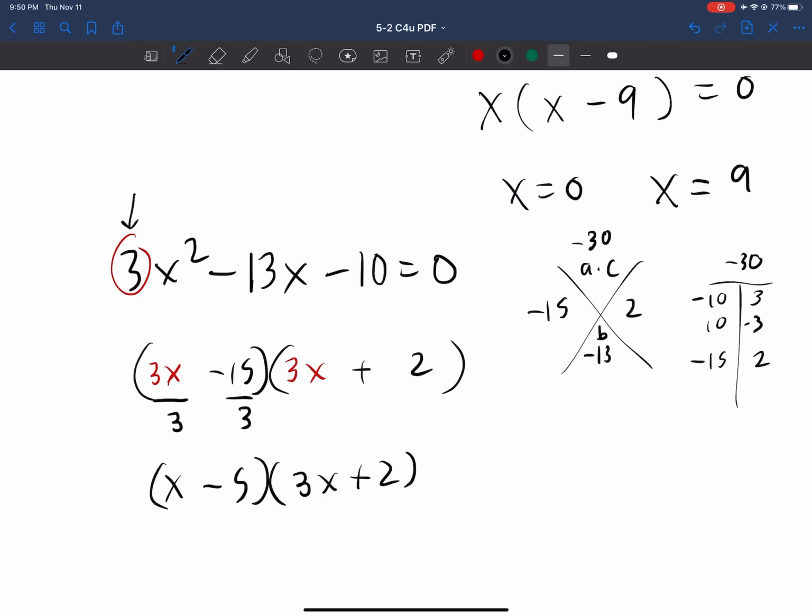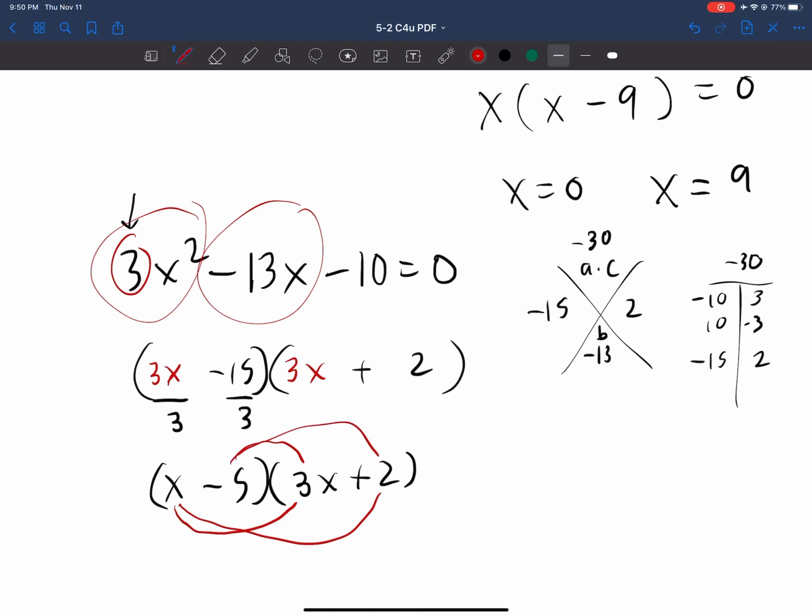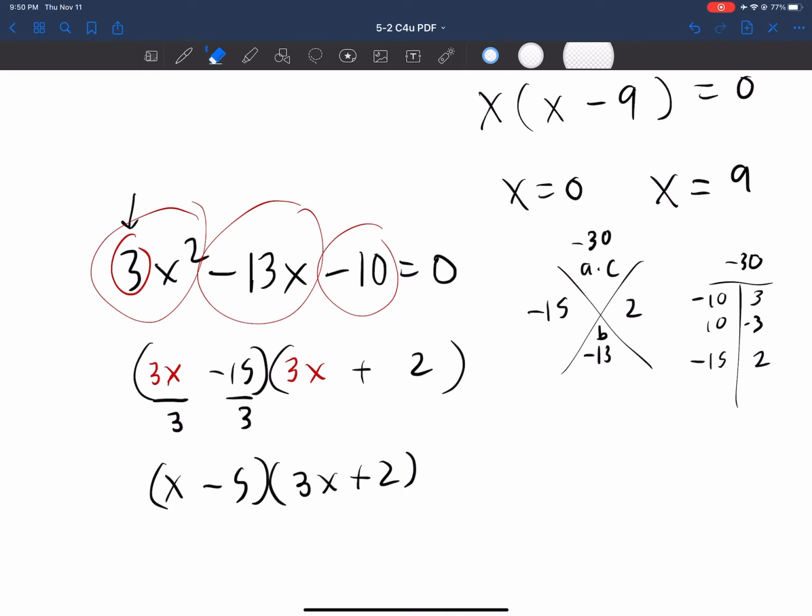So this works because I have x times 3x is our 3x squared, negative 15x plus 2x, there's our negative 13x, and negative 5 times positive 2 is our negative 10. So in the end, this does work. If you prefer factor by grouping, that will also lead to this answer as well.